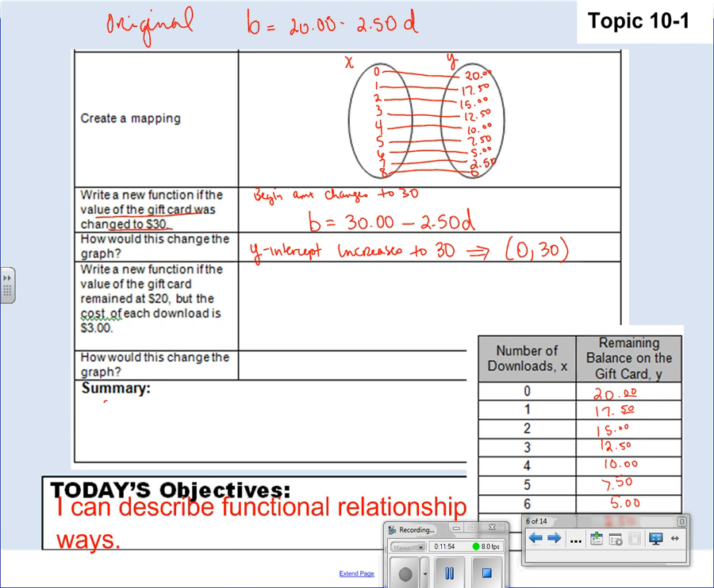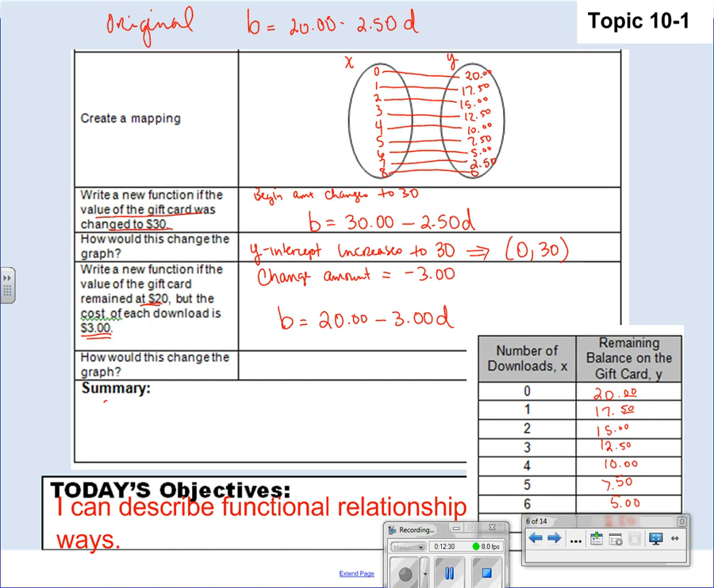That's our starting point. Our next question is to write a new function if the value of the gift card remained at 20, so our beginning amount is still 20, but now the cost of each download is $3. Our cost of $3, that's our change. So our change amount is now a minus $3 because we're taking away $3. So we have B equals 20 minus 3D: our beginning is still $20, and each download takes away $3 times the number of downloads.